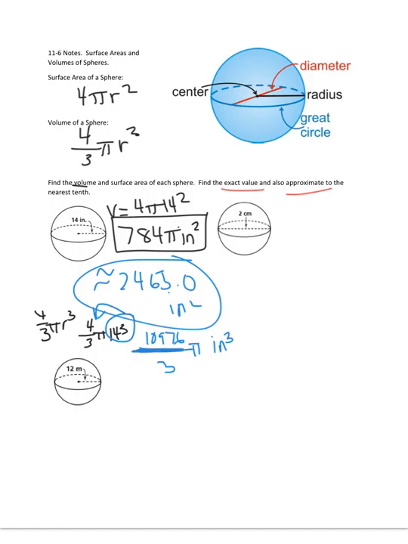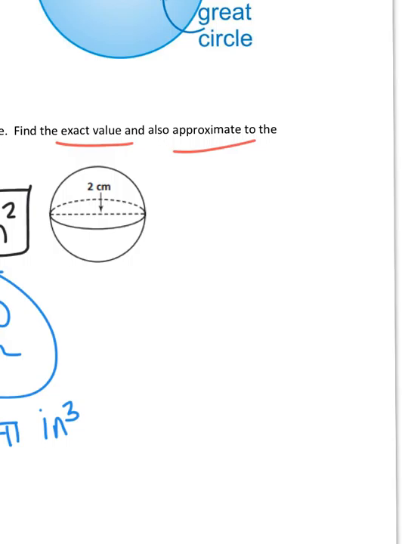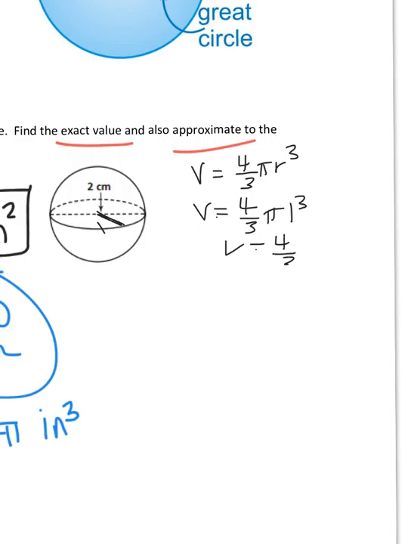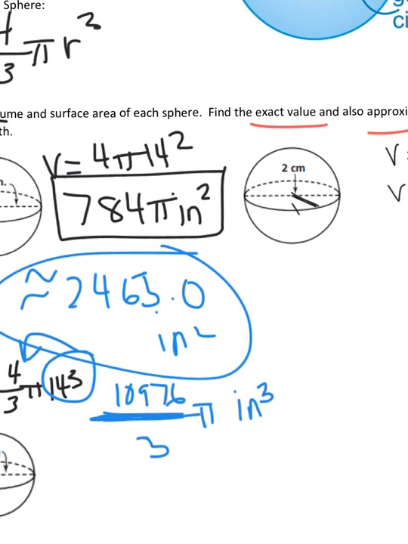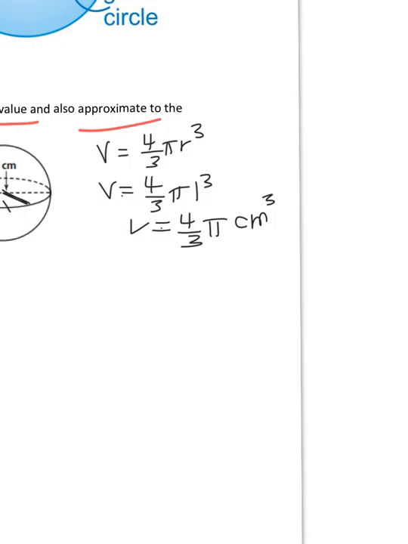And then over here, I'm going to do volume equals 4/3 pi r cubed. The radius is 1, so volume equals 4/3 pi 1 cubed. So volume is just 4/3 pi centimeters cubed. Did I put my surface area right? Yeah, I did. Okay. So then I'd put that in my calculator and I would get about 4.2 centimeters cubed.